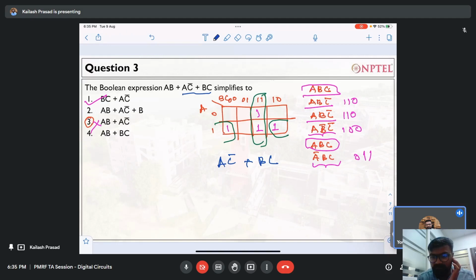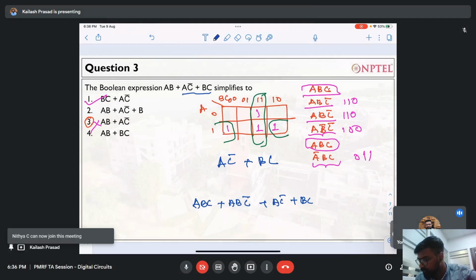Hello, am I audible? I think we can include this. Yes, sir. What we should do is include C in the first term, in the first step. Okay, what you are saying is, you will get ABC plus ABC bar, plus AC bar plus BC. Then what should I do?